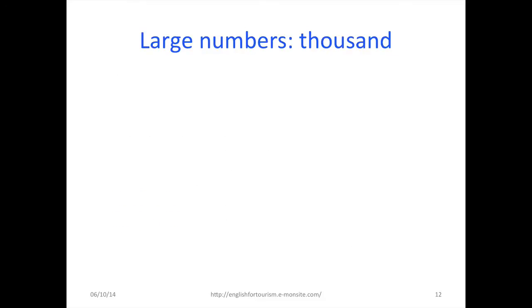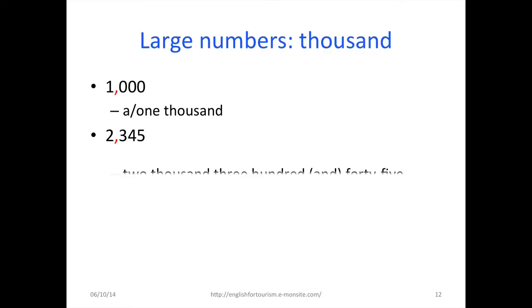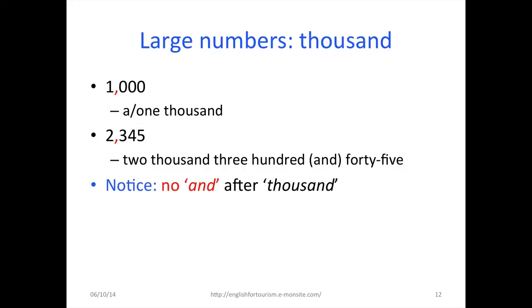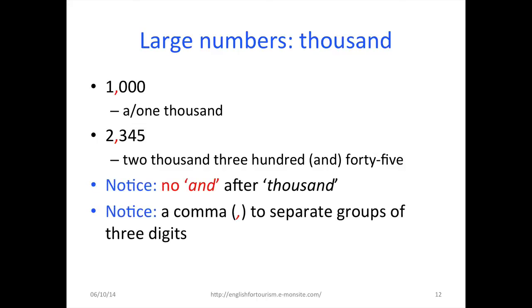Large numbers, 1,000. This is 1,000. This is 2,345. Notice there is no AND after 1,000. Notice there is a comma to separate groups of 3 digits. Notice there is no S at the end of 1,000.